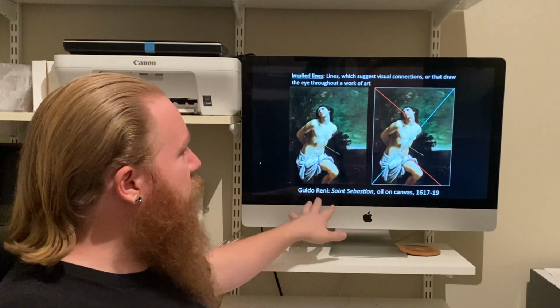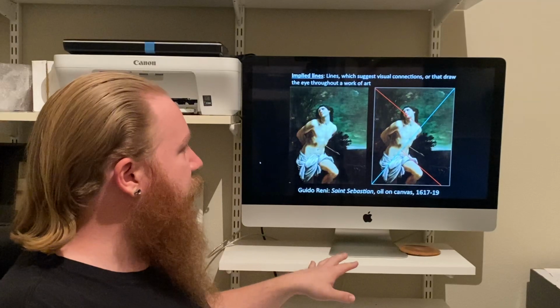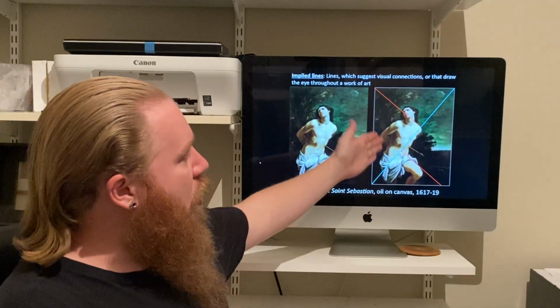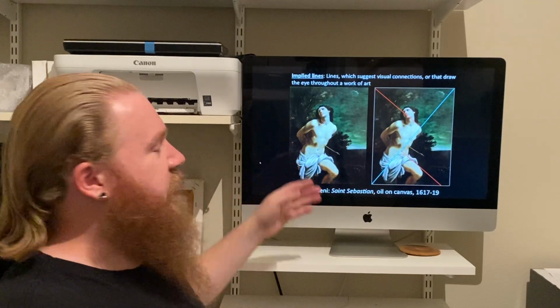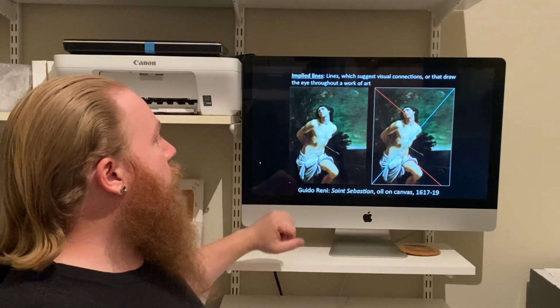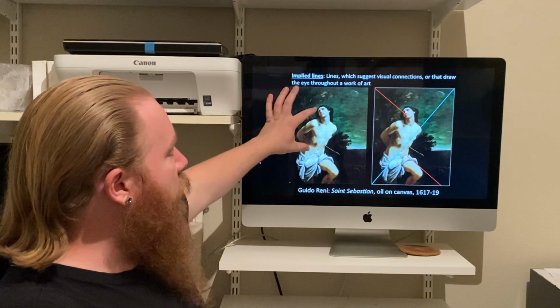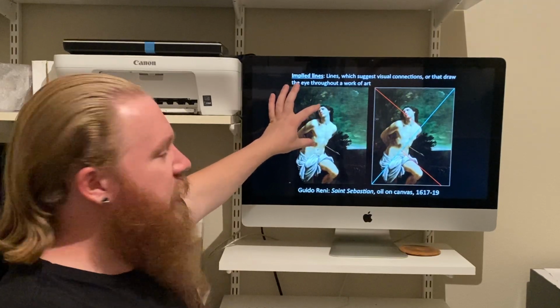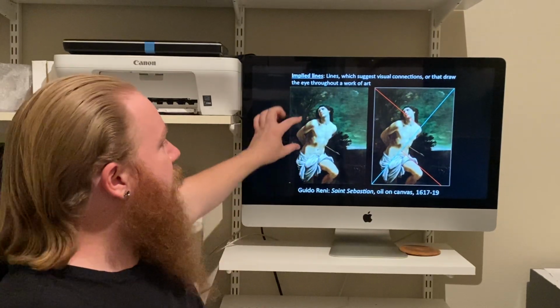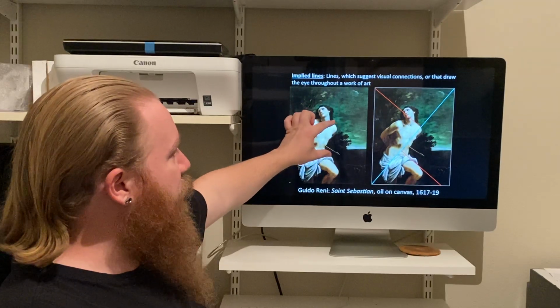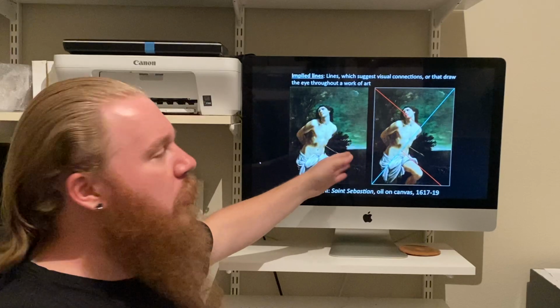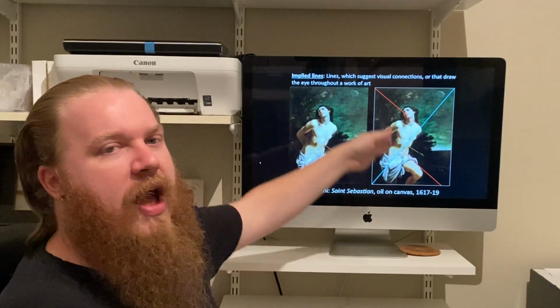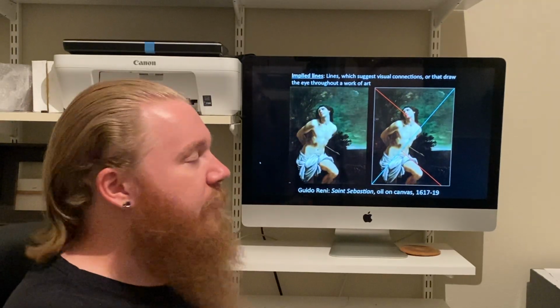So in here we see an example by Guido Reni with a kind of overlay of the implied lines onto the figure of Saint Sebastian here. And so if we could imagine if Saint Sebastian was the only thing in this image and his torso was down here dead center, all of our attention would be right there dead center, and we wouldn't have any reason to really interact with any of the rest of the canvas.